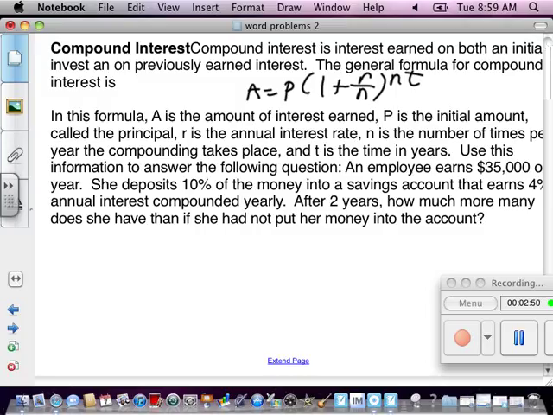We know A is the amount of interest earned, so that's what we want to find. P is the initial amount. R is the annual rate. N is the number of times per year it's compounded. T is the time in years. So we're going to state what each of these things are.